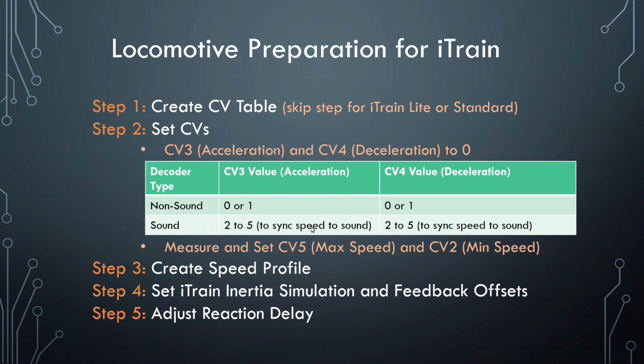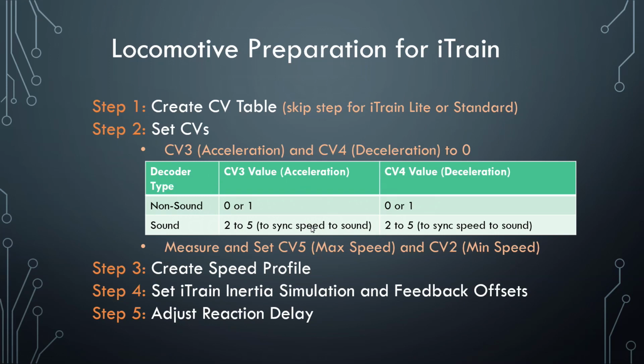By setting CV3 and CV4 to 0, we effectively disable the decoder's inertia simulation, so that iTrain then controls the loco using its own inertia simulation, which we set up in step 4. Now it may be possible to use other values for CV3 and CV4 if you have reasons to do so, but our recommendation is to start with the values used in this table.